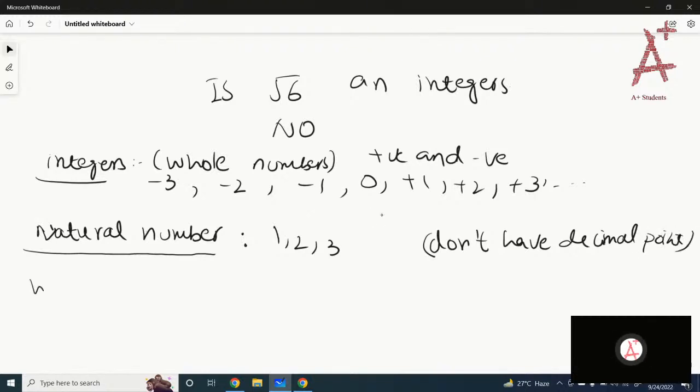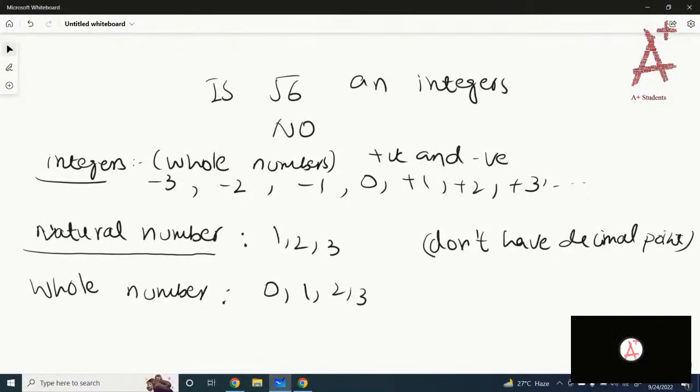And yes, we did the whole number. So the whole number starts from zero. The only difference between the whole numbers and the natural numbers is that zero is not a natural number. Zero is just a whole number. Got it? Okay, so move on to the next question.